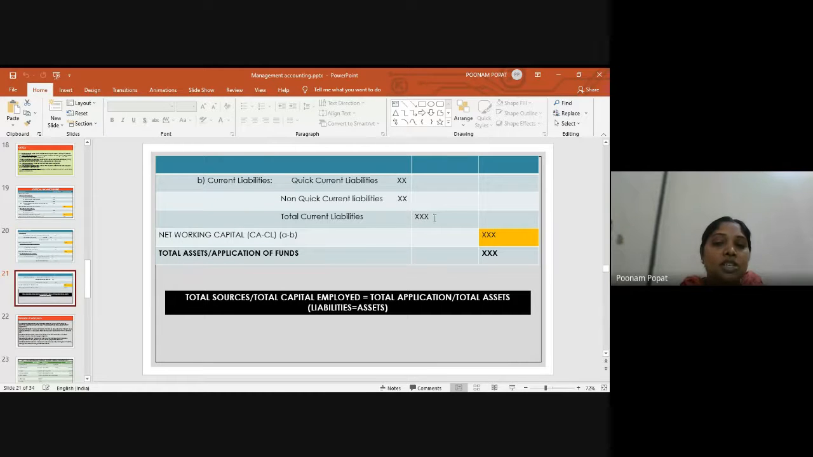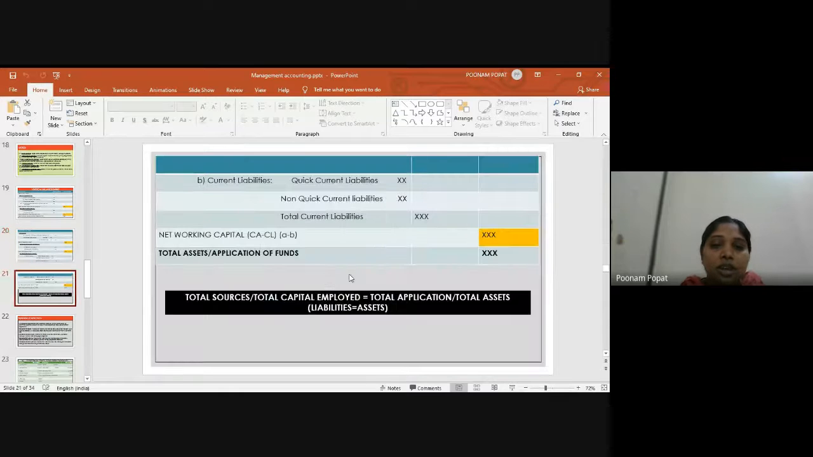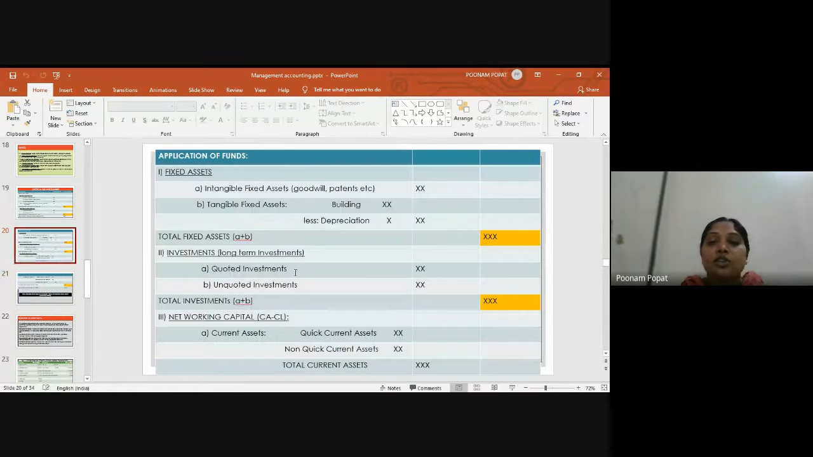Look at the presentation, the figures are in the inner column only. What comes in the outermost column is the final figure. So on the previous slide, we had this current assets total here. And now I have current liabilities total. I'm going to do current assets minus current liabilities, which will give me the net working capital figure. Once I'm ready with this figure, all three figures are ready. So fixed assets total is here, the highlighted yellow part.